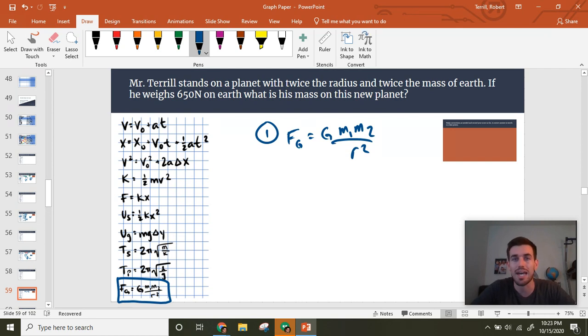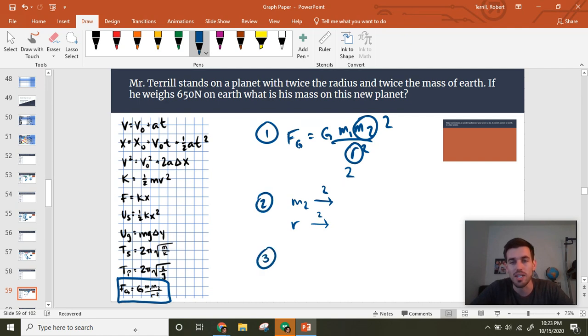Now we're talking about the factors that are changing. The factors that are changing is that the mass of the Earth is doubling. So this is going to be going up by a factor of 2. And the radius of the planet is going up by a factor of 2. So when I plug in my factors of change, I have m2 doubling. I have radius doubling.